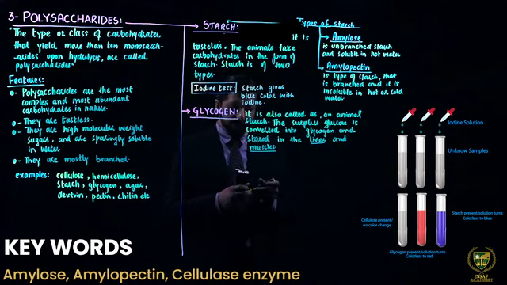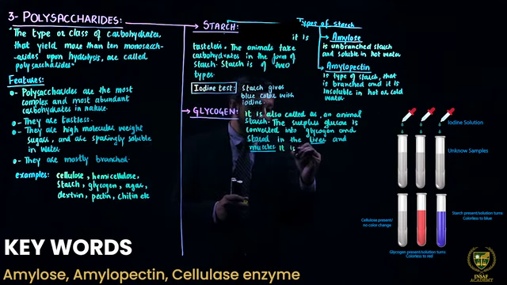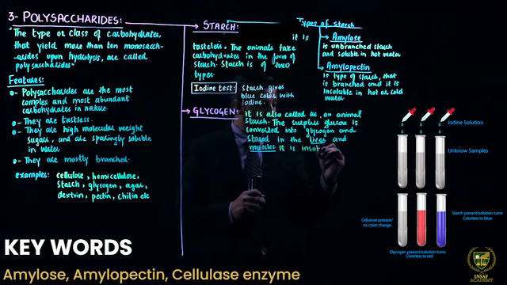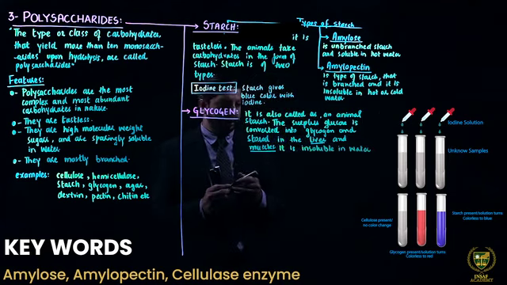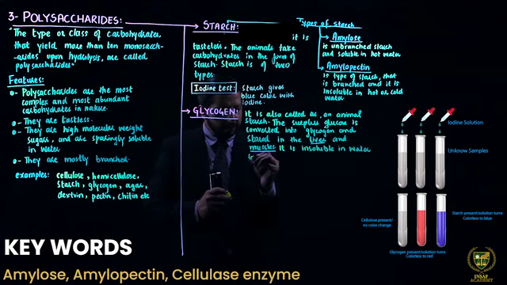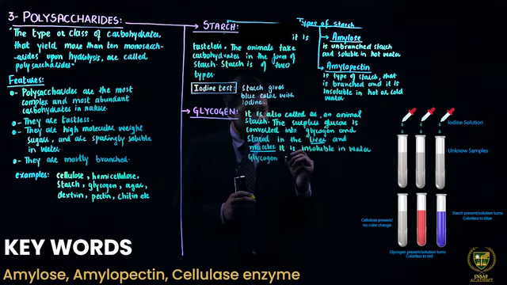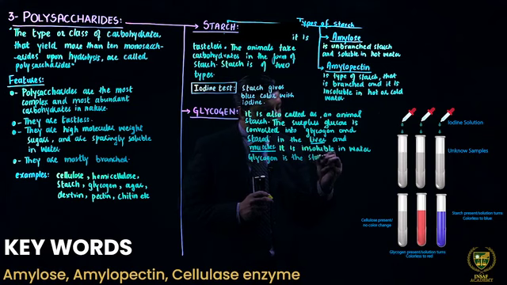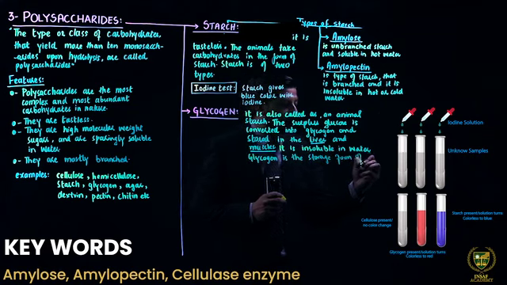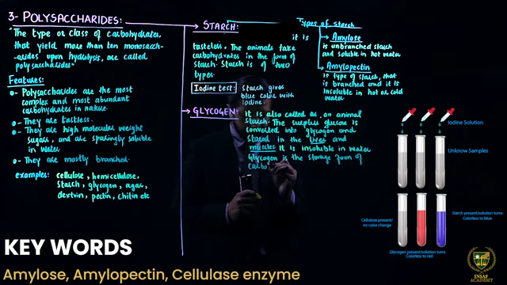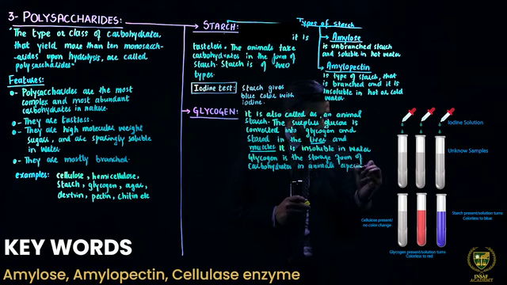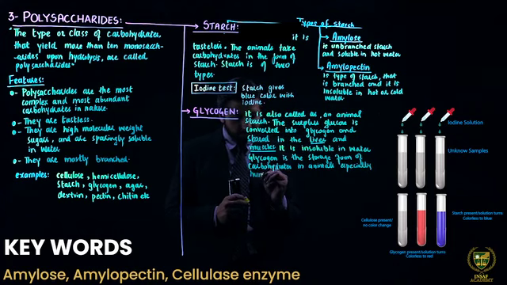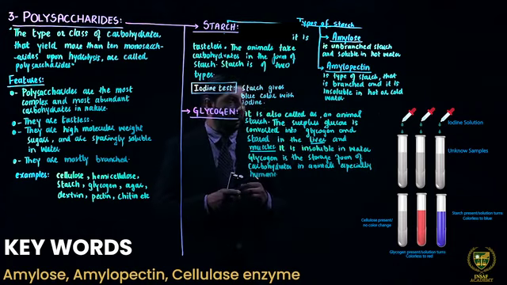Clear? And dear students, it is insoluble in water. Clear? And glycogen is the storage form of carbohydrates in animals, especially if you're talking about the humans. Clear? Now it's iodine test.